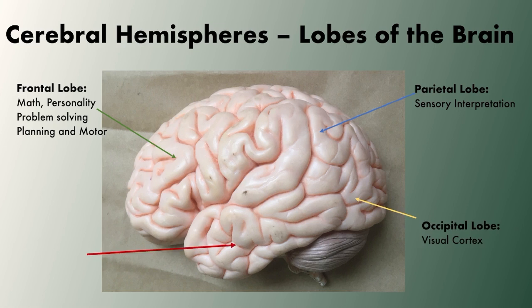And how about here? Right on. Temporal lobe, associated with hearing, language, smell, taste, and balance.